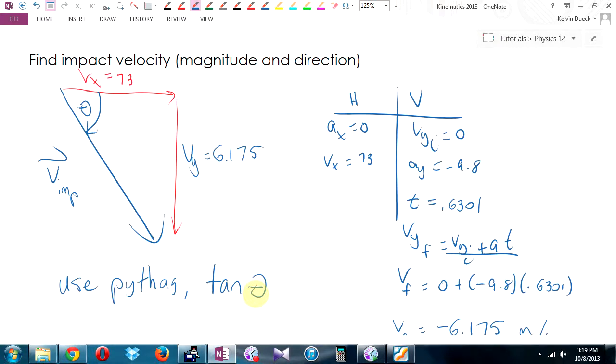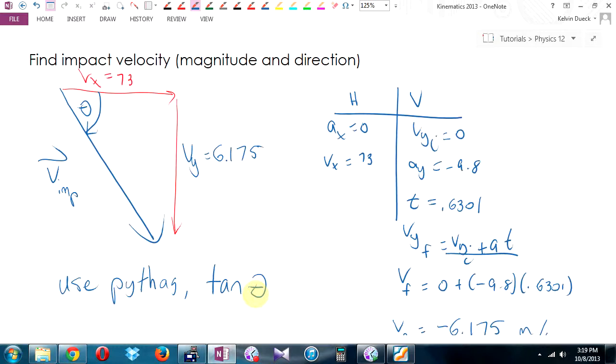Horizontally on a cliff, I'm either going to ask you to find the height of the cliff if you know the range, or find the range if you know the height, or find the impact velocity if you know one of the height or the range. And in all of those, your first strategy is going to be, I'm going to spend most of my time finding time. Yes? Okay.